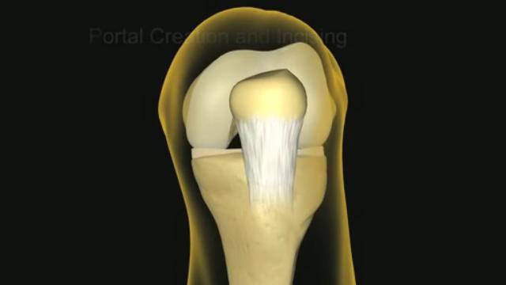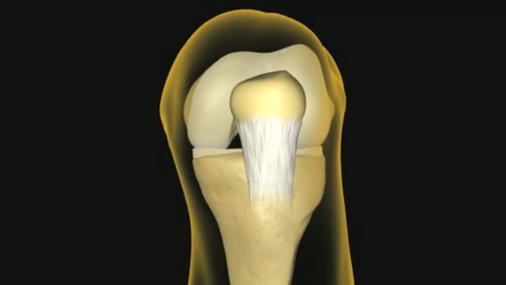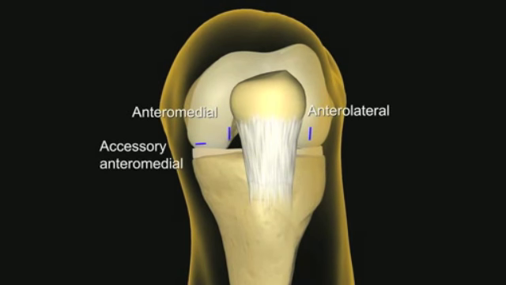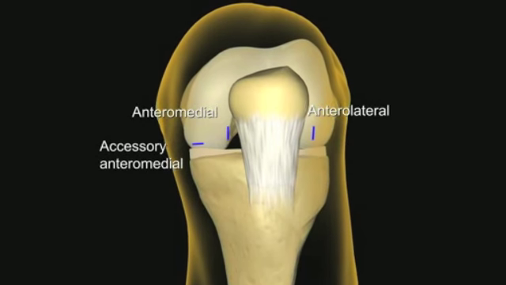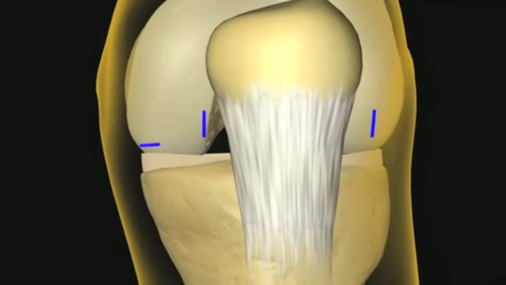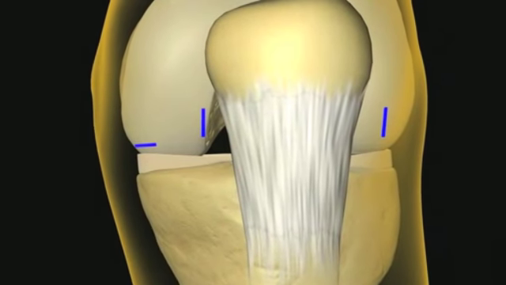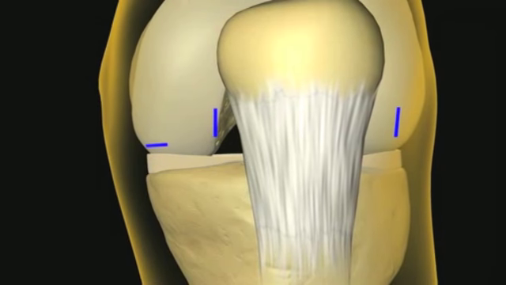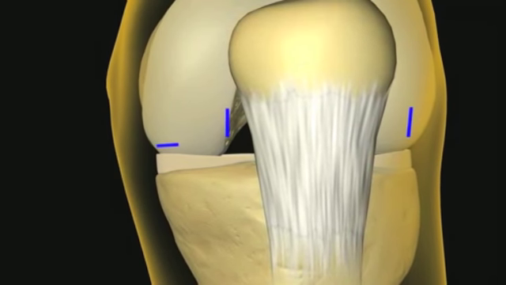Arthroscopic surgical approach for anatomic ACL reconstruction requires 3 portals: an anterolateral, an anteromedial, and an accessory anteromedial. The standard anteromedial portal will be used for arthroscopic visualization and should be placed close to the patellar tendon and adjacent to the inferior pole of the patella.